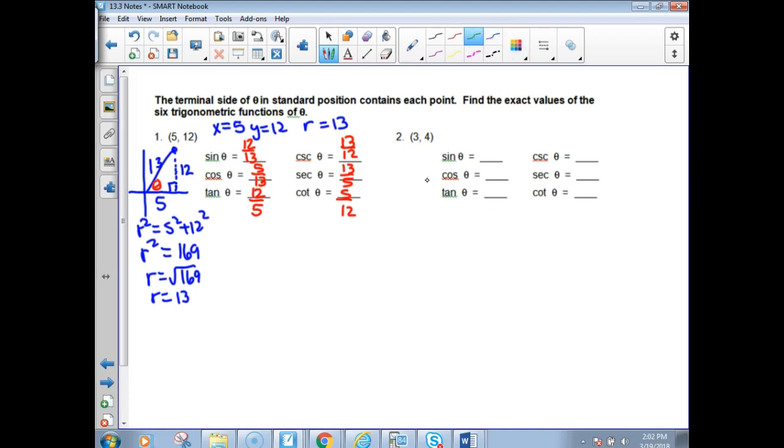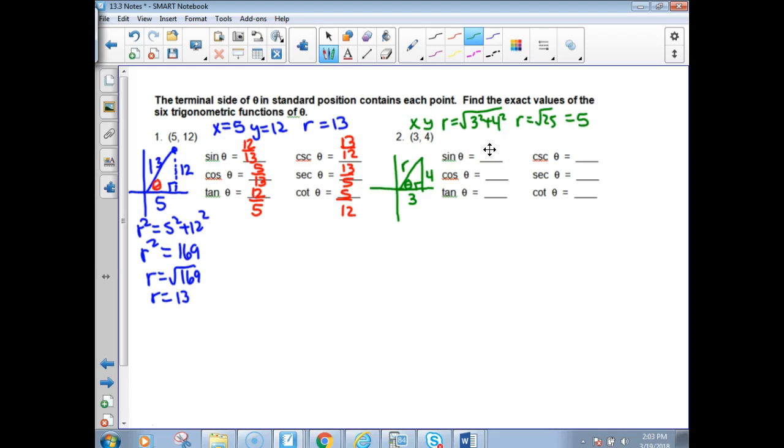So for number 2, if I make a little picture, (3, 4) is also in the first quadrant. 4 would be the vertical number, 3 would be the horizontal. Let's find r. And theta is always with the origin and the positive x-axis, or the x-axis in anywhere else in the other quadrants. So right now, it's in quadrant 1. So we do r equals the square root of 3 squared plus 4 squared. So r is going to be the square root of 25, which is 5. So now you've got x is 3, y is 4, r is 5.